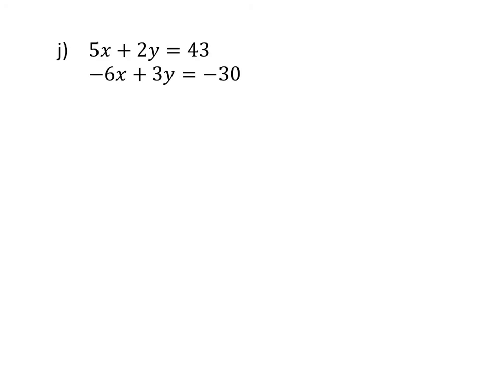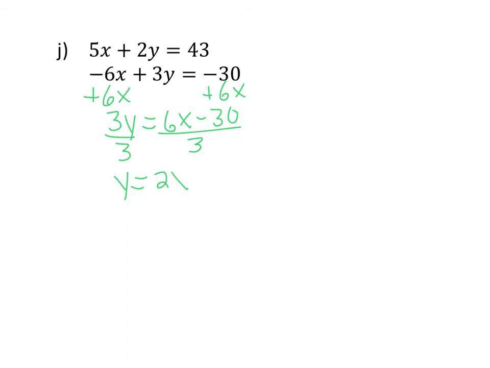Letter J, again, it really doesn't matter which one you want to solve for x or y. I'm just going to choose the second one. I'll solve for y. Plus 6x to both sides. So we get 3y equals 6x minus 30. Divide everything by 3. Y equals 2x minus 10.